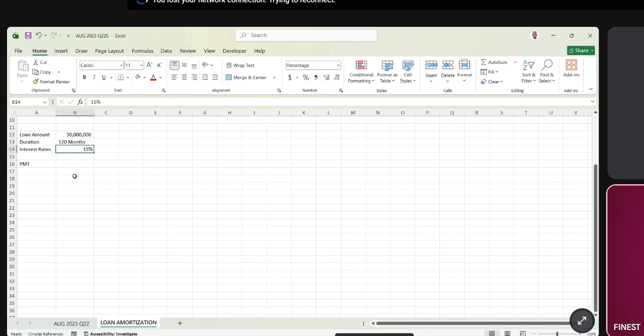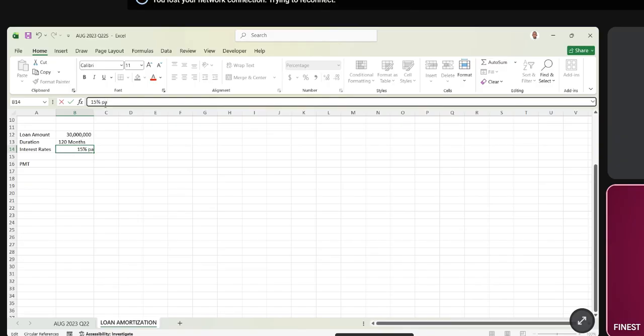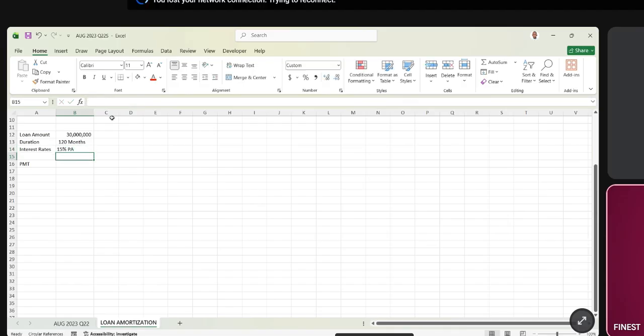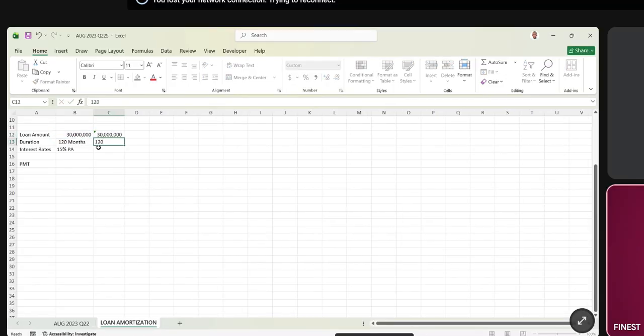So with this 15%, what you need to harmonize is this: this one is per annum, and this one is per month. You need to harmonize the two. If you want to do it monthly, we take 15% and divide by 12.